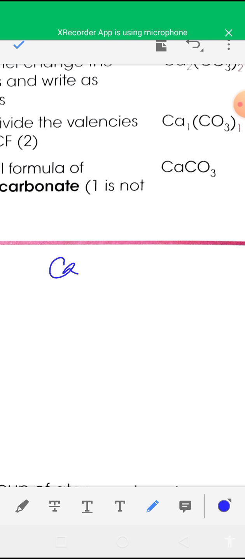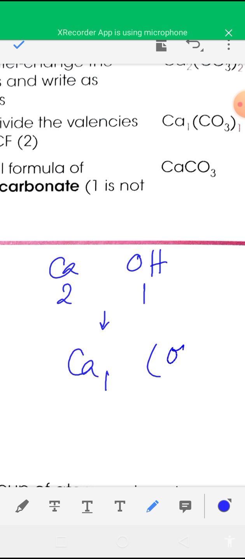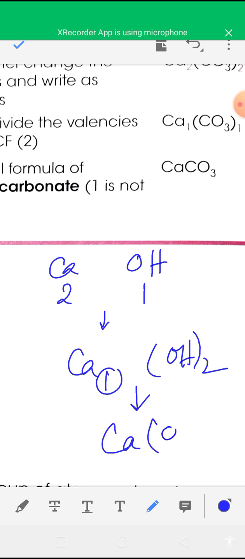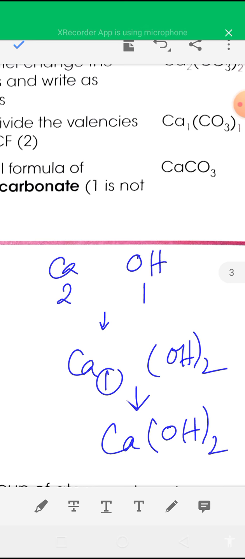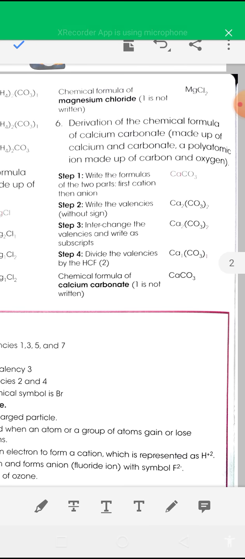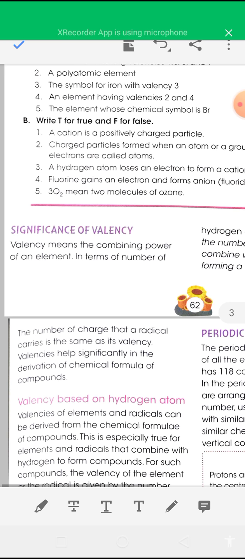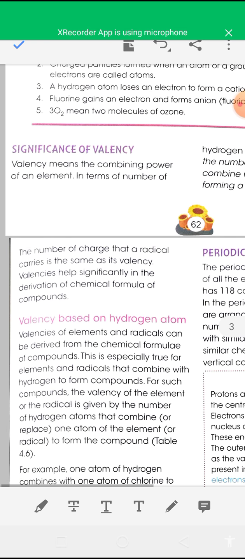So again I am writing calcium 2 and hydroxide. The valency of the hydroxide ion is 1. So after exchanging valency, it becomes Ca1 and (OH)2. Now see, is there any common factor of 1 and 2? There is no common factor, so you just have to join together. And this is 1, so it is not required to write down. So Ca(OH)2 will be the chemical formula of calcium hydroxide. So using these basic 4 steps, you can write down the chemical formula of a compound. Okay.